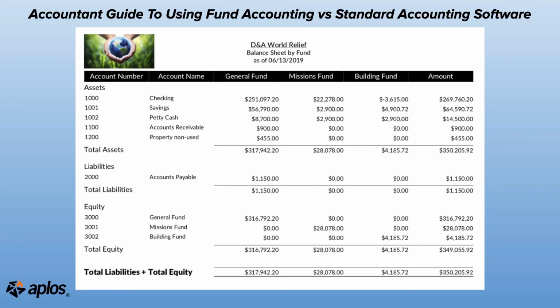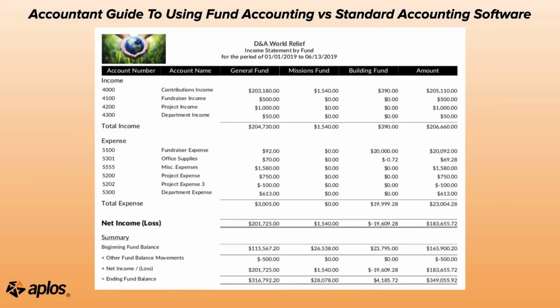This would be an example of the income statement. Again, same 3 funds. The amount column on the right is the cumulative total for the period that you're looking at. So year to date as of June 13th. Each column has its own income, its own expense. So if you're looking at a total income statement and you're thinking, we've had 206,000, without fund accounting, it's going to be hard to track how much of that was general, missions, or building, or whatever funds that you have in play. And then down at the bottom, you have your net income per fund.